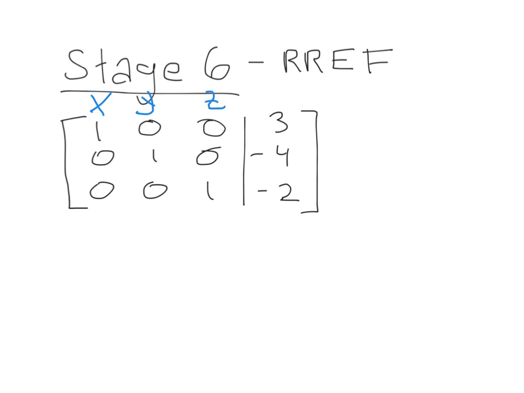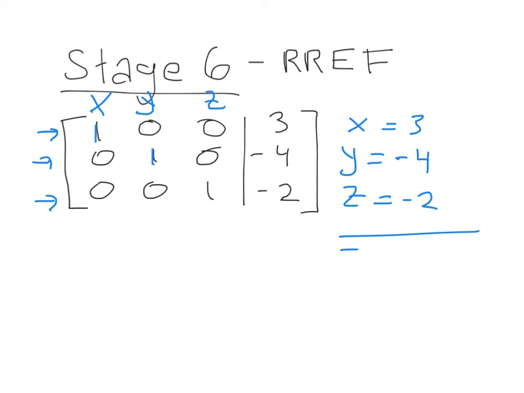Remembering our variables, that last row tells me that exactly z equals negative 2. The second row tells me that y equals negative 4. And the first row tells me that x equals 3. The same solution either way. One involves more work with a matrix and less substitution afterwards, like this. The other version requires less work with the matrix, but more work afterwards to get the answer.